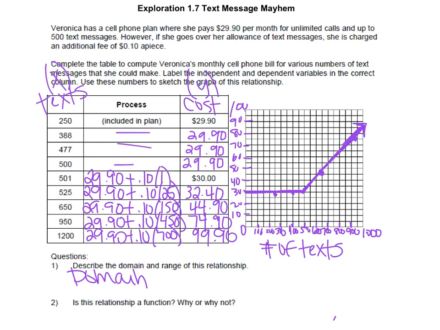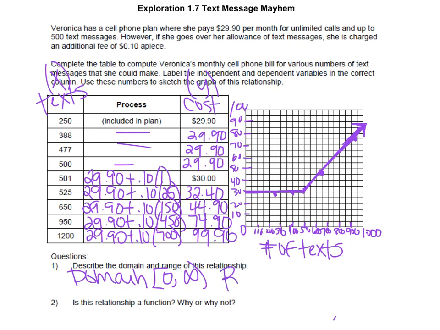Well, that would be 0. And then what's the most that she could send? Could she send 10,000 texts? Could she send 50,000 texts? Yes, I hope not, because that would be crazy insane. But there's really an unlimited amount. So this would just keep going to infinity. See, this graph just keeps growing on and on and on.